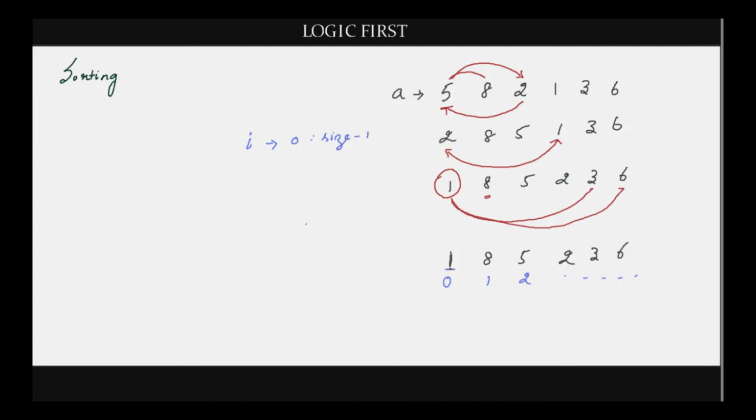Once you have selected a position, you should compare the number in that position to all the subsequent numbers. If you have selected the 0th position, you should start with the first number. If you have selected the first position, you should start with the second number. So basically, you need another loop which runs from I plus 1, because I denotes the position here, until the end of the array. You should compare all the elements till the end of the array. So you have to run the loop until size minus 1.